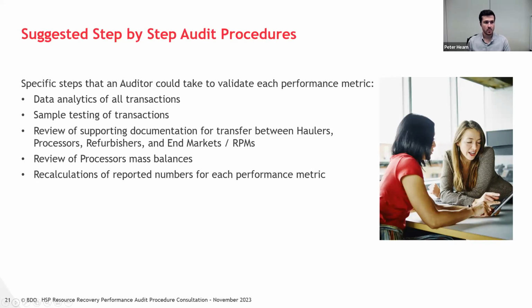So the first step-by-step audit procedures. At a high level, these suggested procedures suggest data analytics, sample testing, review of various pieces of documentation to confirm that transfers between the various parties have occurred, review of a processor's mass balance, which we'll go into in quite a bit more detail further on, and recalculation of numbers which the producer or the PRO have reported.